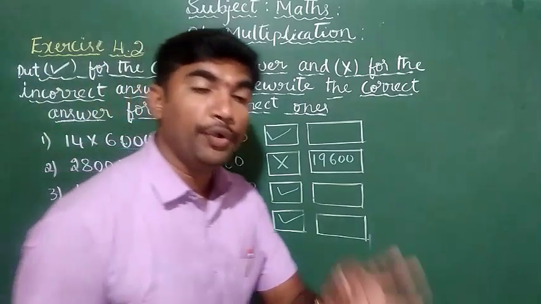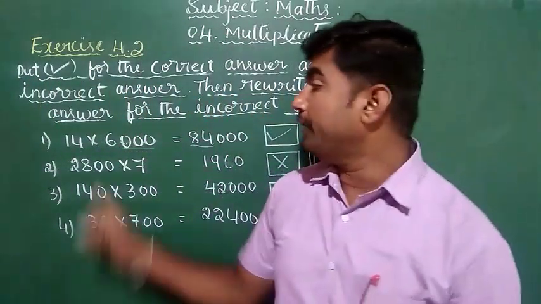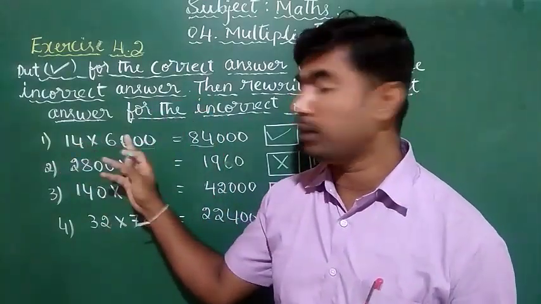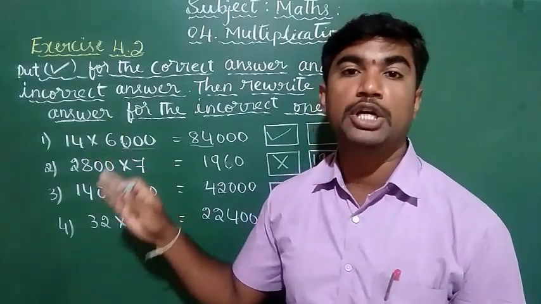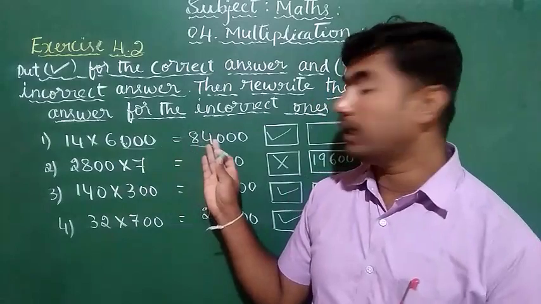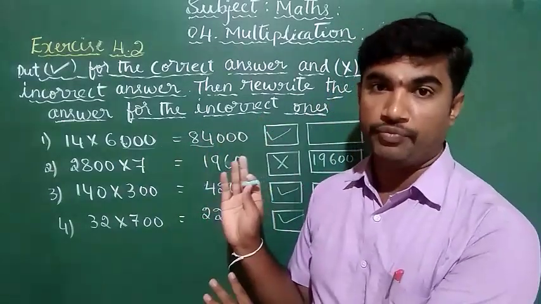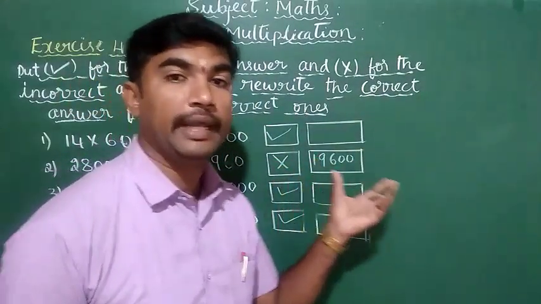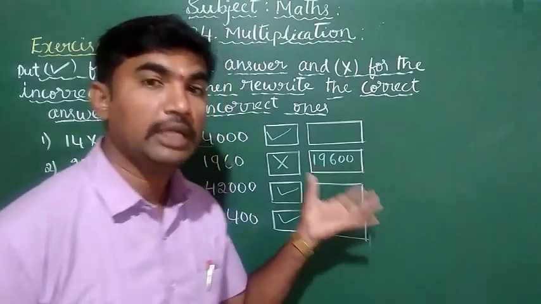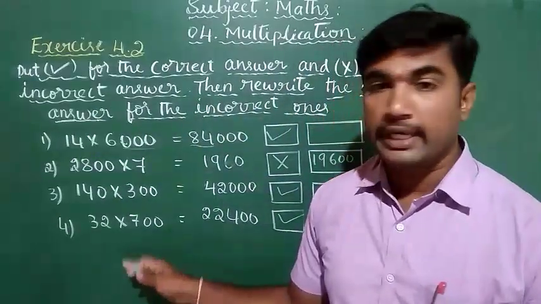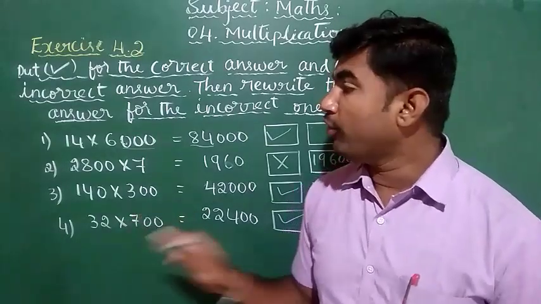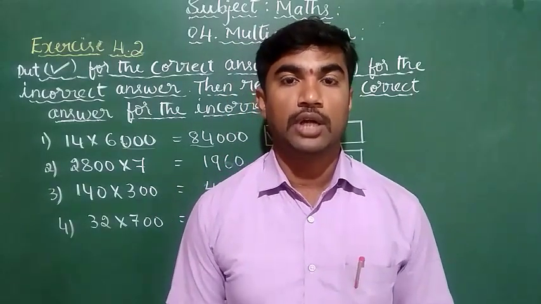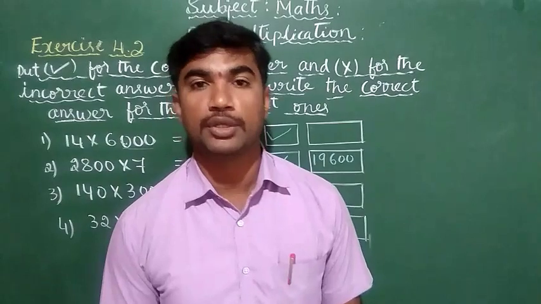Now you open the classwork book and solve these problems. Don't copy the answers. Just solve 14 into 6,000 step by step, and check how much you are getting and what they have given here, whether this is right or wrong. If it is right, keep the right mark. If it is wrong, keep the wrong mark and make it a right answer. You can write the right answer. The remaining 2 questions you try to solve like that. If you have any doubts regarding exercise 4.2, you can ask me in the interaction class, or else you can call me. I will give the solution for those problems.